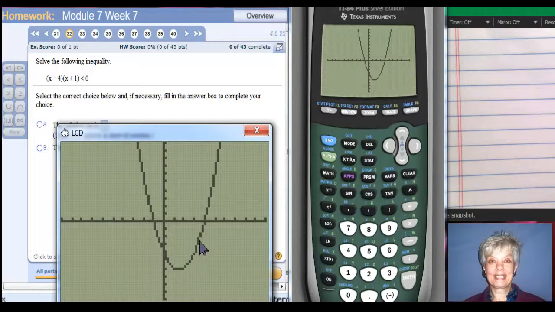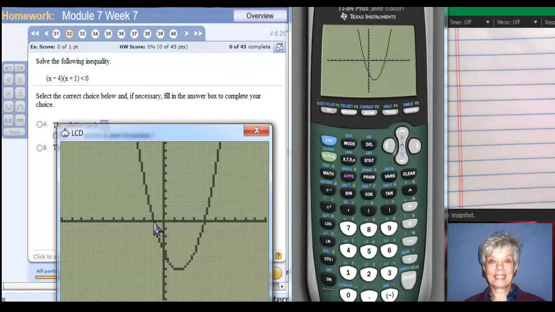Well, the graph is below the x-axis here. And when we say where is the graph below the x-axis, we're talking about the street address. That is, between what numbers on the x-axis is the graph below the x-axis. Well, if we look up here at the factors, remember if you set each factor equal to zero and solve for x, our two x-intercepts are going to be (4, 0) and (negative 1, 0).